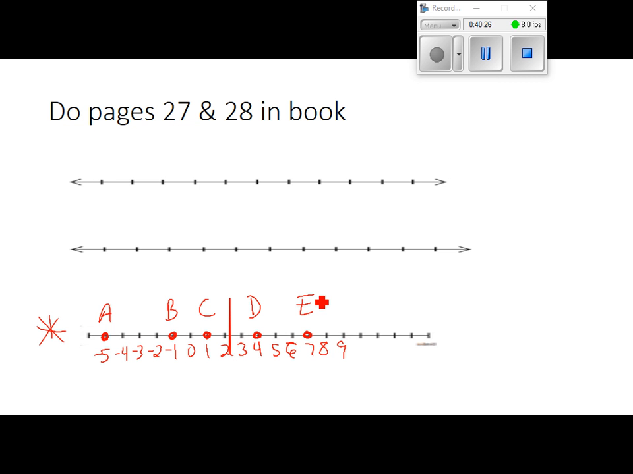Draw the wrong number line again. I did, didn't I? Hang on. Where's A supposed to be? B is at negative 3. C is at negative 1.